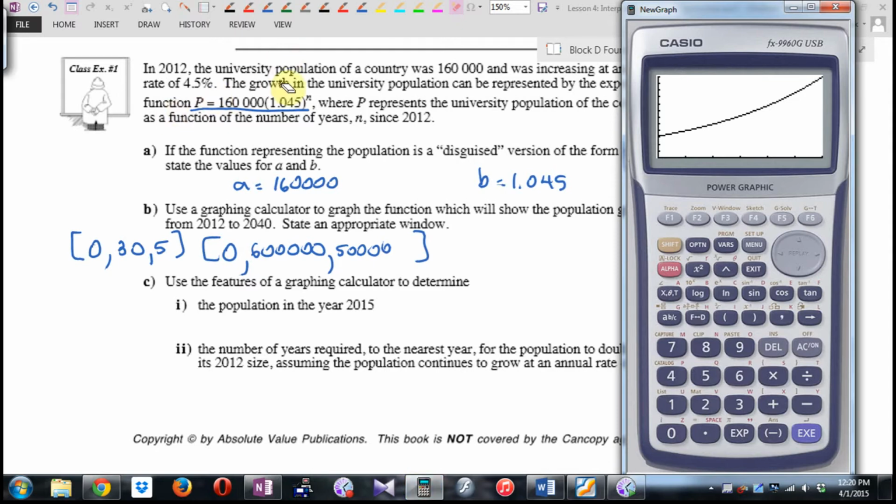So here's my original equation. Which variable is population, the letter P or the letter N? How do you know? Because it says where P represents the... This is why I said, don't freak out. You got to look at the words.